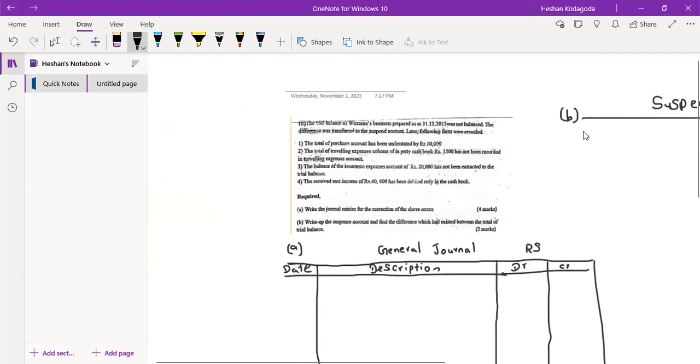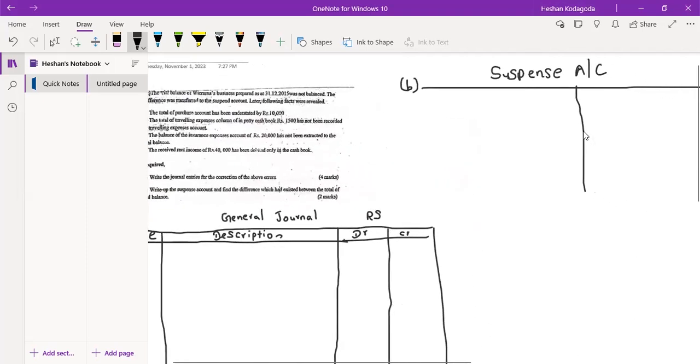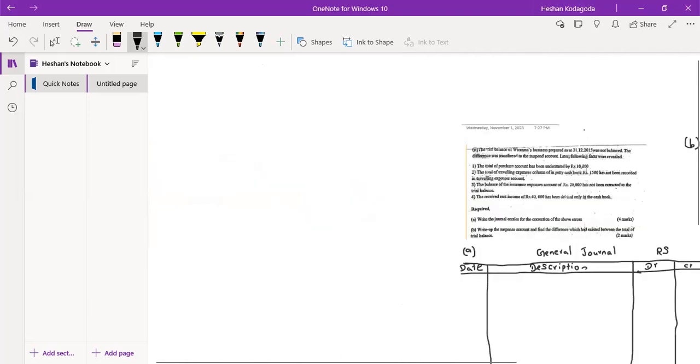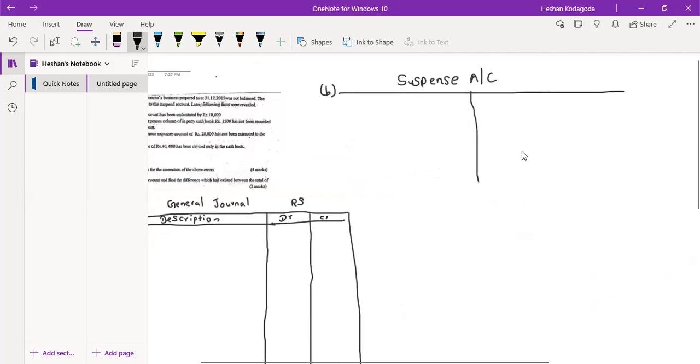Now in here, what is the requirement? This is error correction. To correct that error, we need to write 10,000 in the credit side of the suspense account. Understand? You need to write 10,000 in the credit side of the suspense account. Keep the first line to find the difference. And we need to debit 10,000 to the purchase account. Why? The purchase account was understated by 10,000 from the debit side.